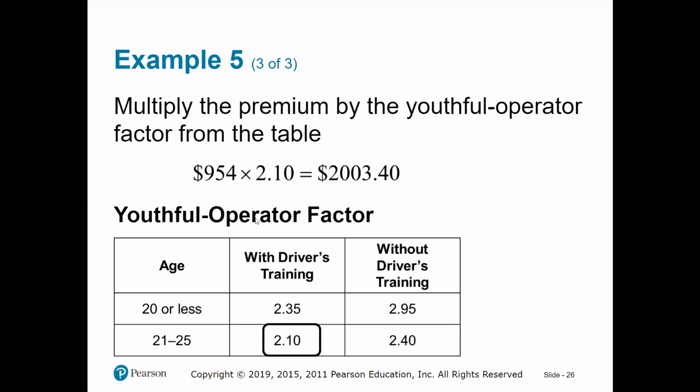Now, though, you have to take that $954 and multiply it by the factor for being a youthful operator with driver's training, thankfully. So her total for the year now is $2,003.40. Now, if she was over the age of 25, it would only be $954.